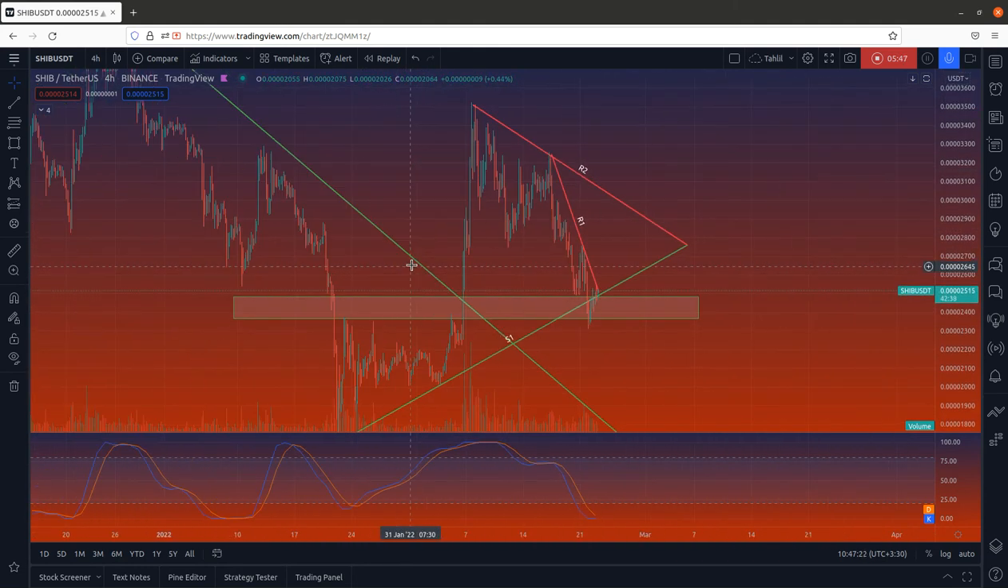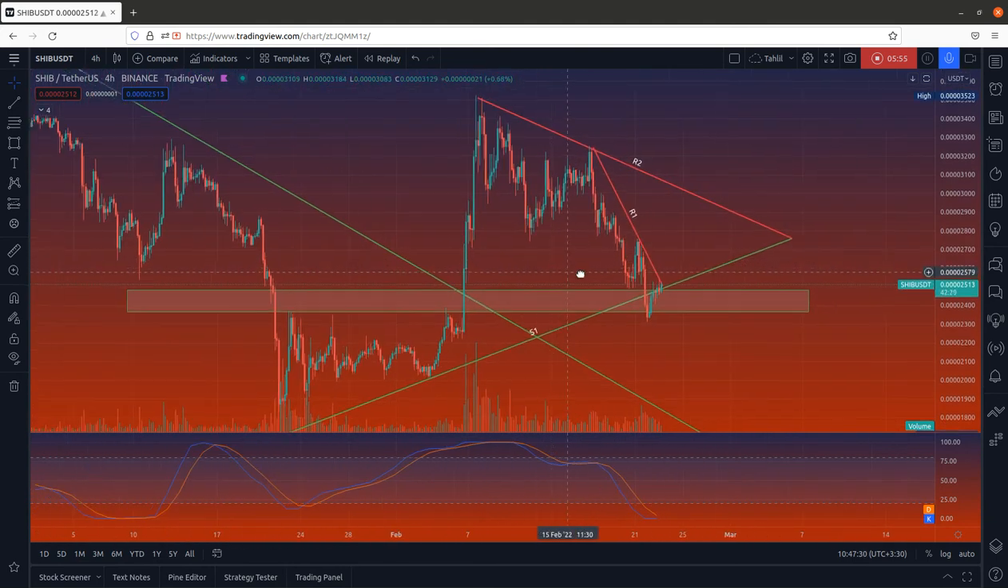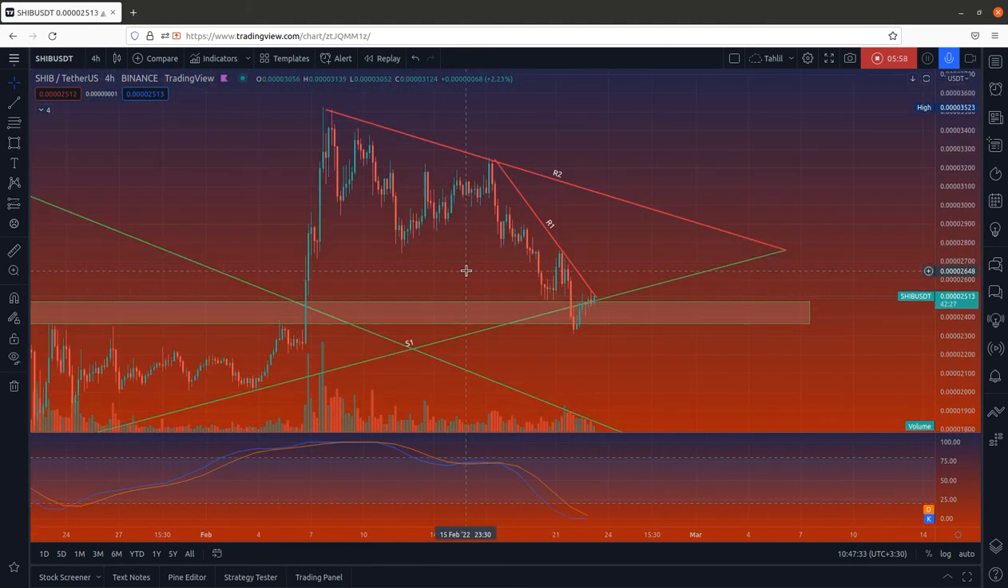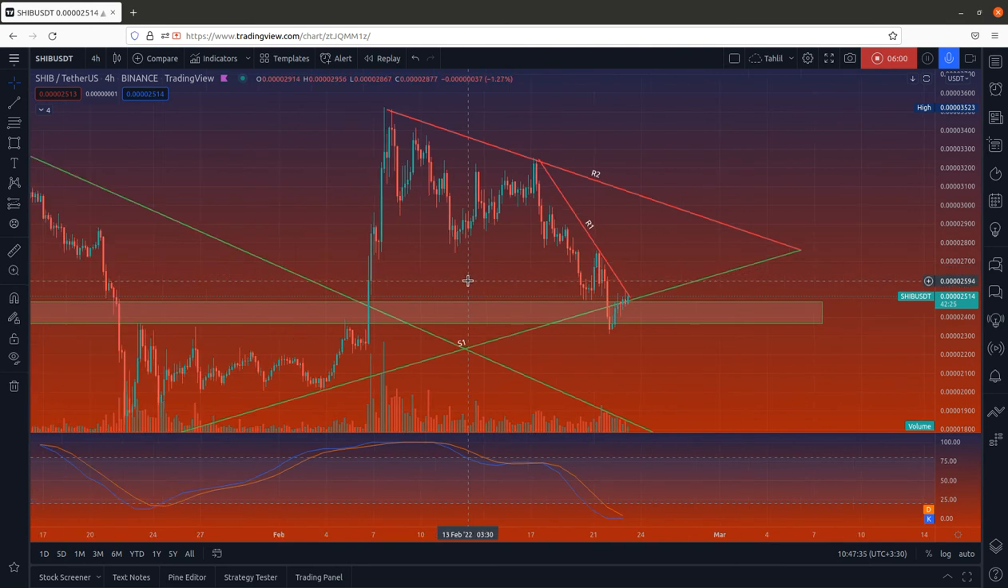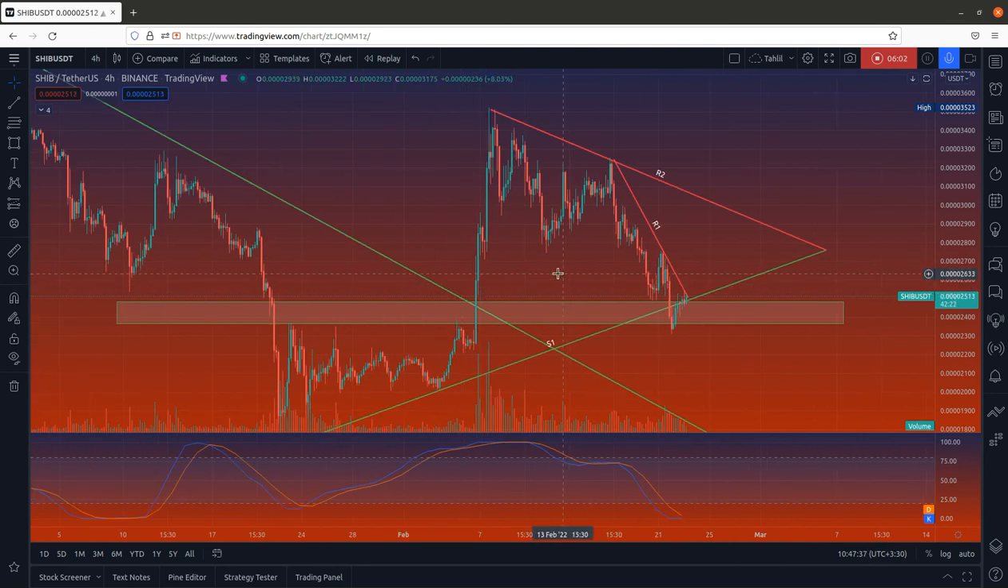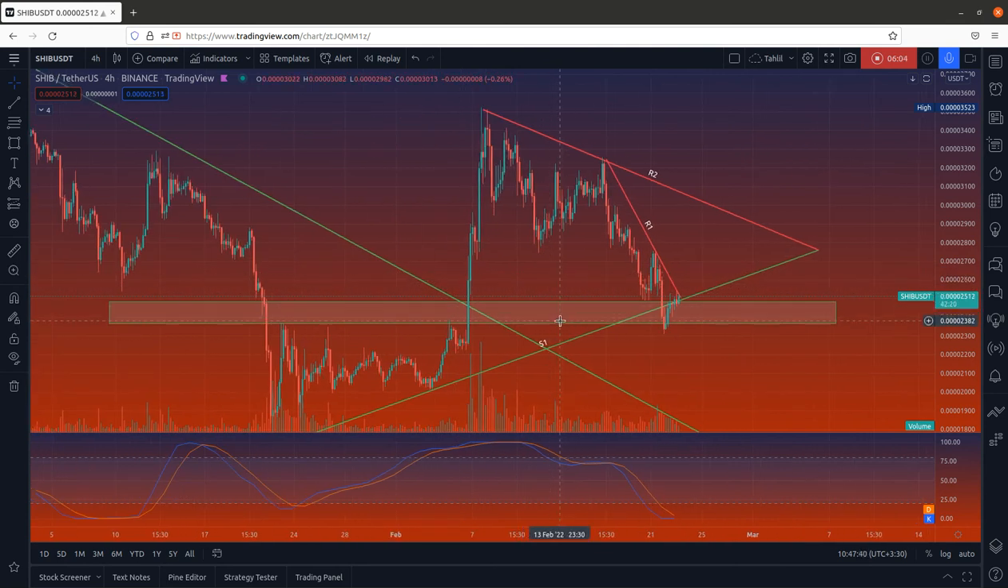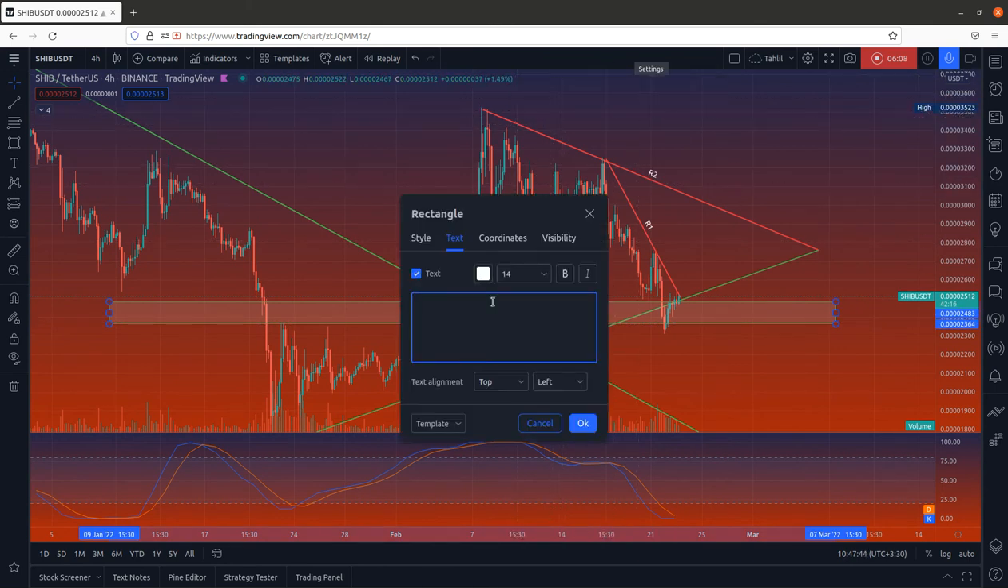Also, if you look closely, pay attention. This was previously the resistance. The price has broken it and come down. This also we can consider a pullback, which also can signify the price might go up. Let's name this zone S2.